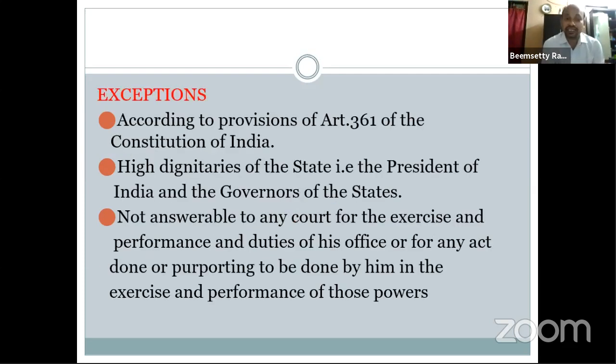And what are the exceptions? According to the provisions of Article 361 of the Constitution of India, high dignitaries of the state. Who are the high dignitaries of the state? That is the President of India and the governors of the states. These people are not answerable to any court for the exercise and performance of the duties of their office, or for any act done or purporting to be done by them in the exercise and performance of those powers. If it is proved that these people have done anything, once they come out of that position, then a case can be initiated against them.